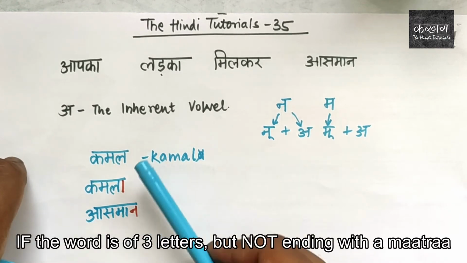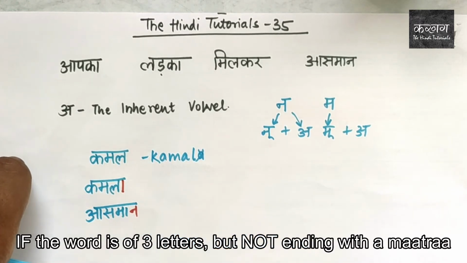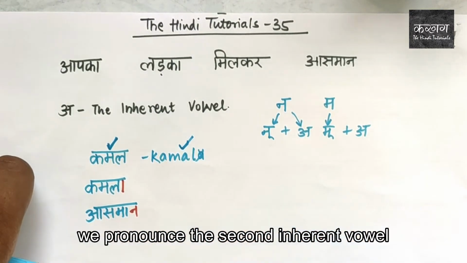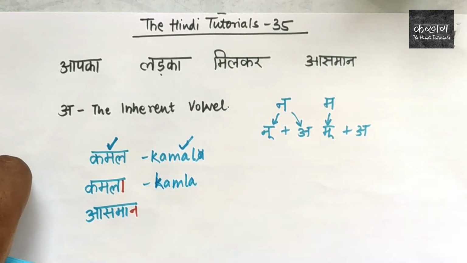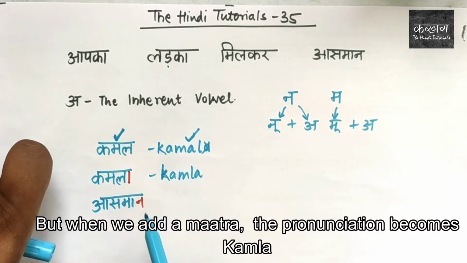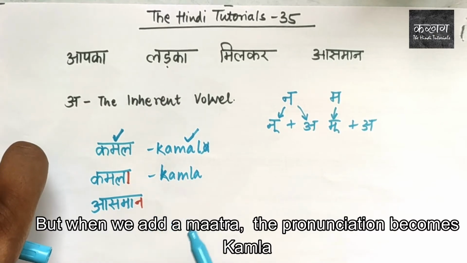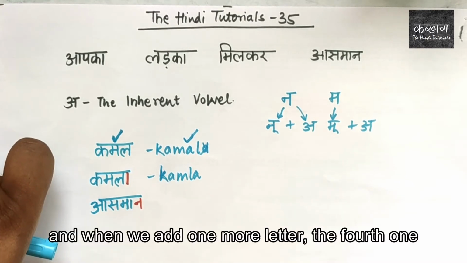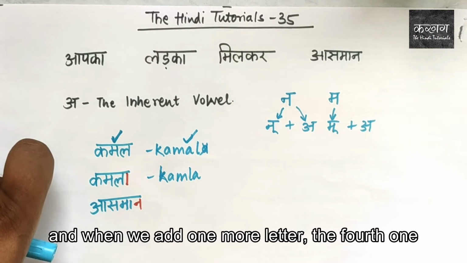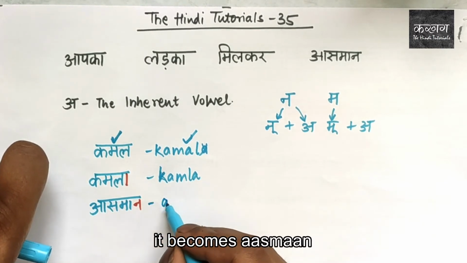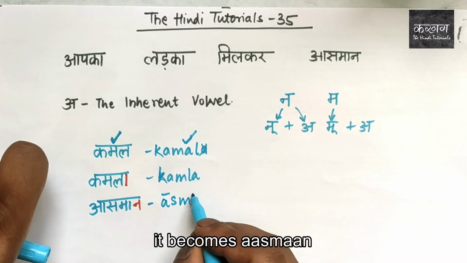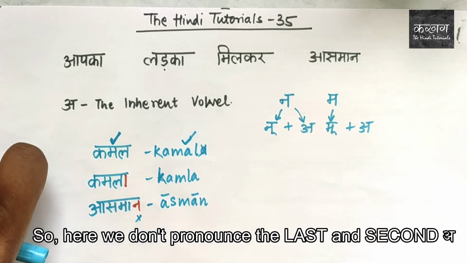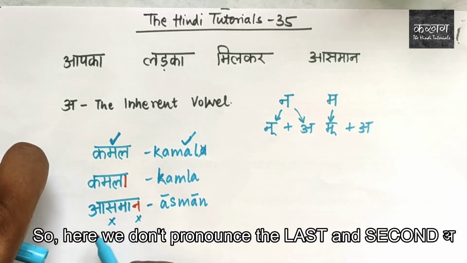So, if the word is of three but not ending with a matra, we pronounce the second inherent vowel. But when we add a matra, the pronunciation becomes Kamala. So, Kamal, Kamala, Kamal, Kamala. And when we add one more letter, the fourth one, it becomes Asman. Asman. So here we don't pronounce the last a and the second a.